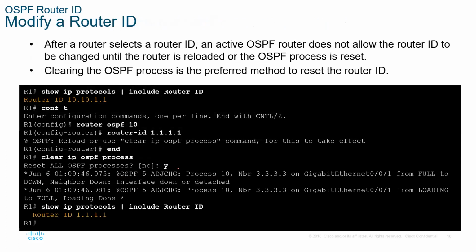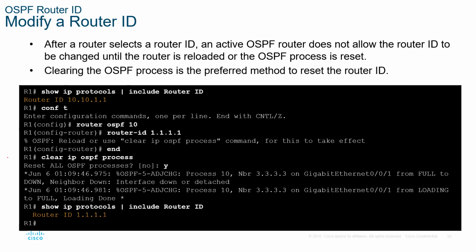But if you want to modify the router ID, so after a router selects a router ID, an active OSPF router does not allow the router ID to be changed until the router is reloaded or the OSPF process is reset. So clearing the OSPF process is the preferred method to reset the router ID. So how do you do that?